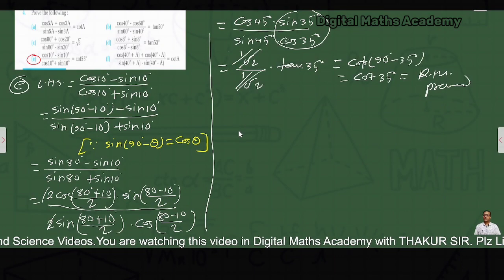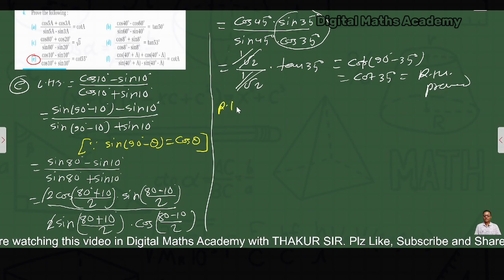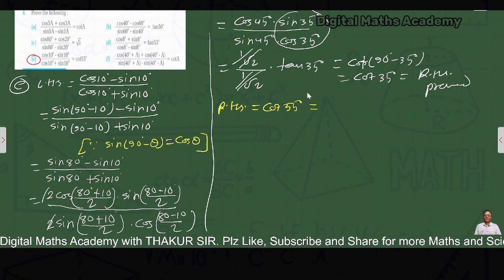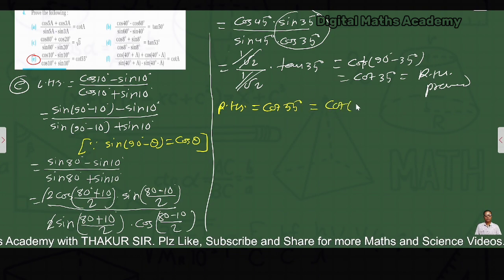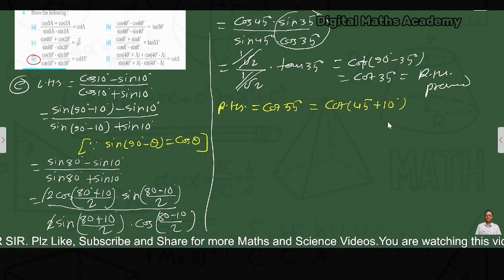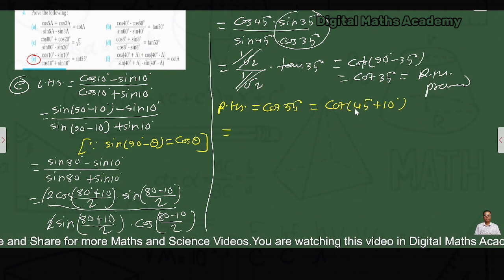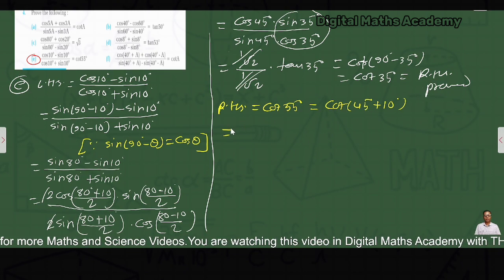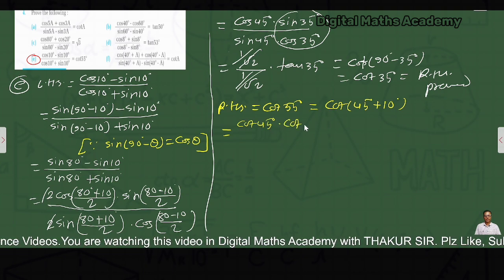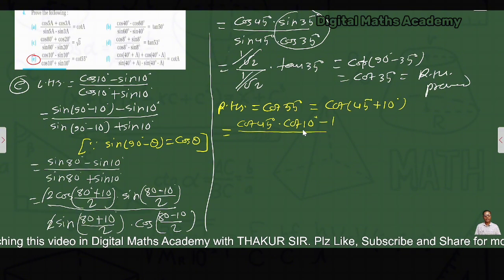We can do it by another method also, by choosing the right hand side. On the right hand side we have cot 55 degree. So cot 55 degree we can write as cot of 45 degree plus 10 degree, isn't it? Because 45 degree plus 10 degree gives us 55 degree. Now we apply the cot A plus B formula. So cot of A plus B equals cot A, that's 45 degree, dot cot B, that's 10 degree, minus 1 over cot B plus cot A.